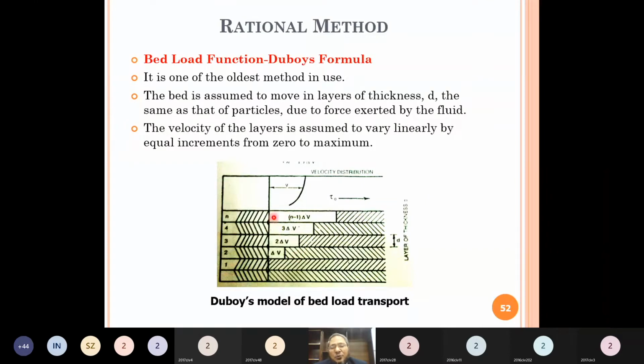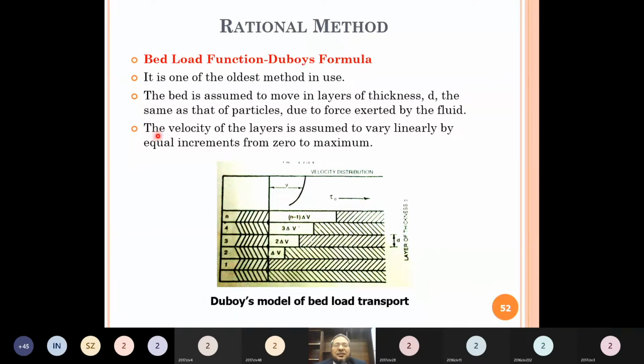The upper layer will move with the highest velocity. The lower layer will move with a velocity lesser than that, and the next layer will move with further lesser velocity, and then the next layer with still less velocity, and maybe the first layer is not moving. If you see this velocity distribution of the layers, it is linear, increasing as we move up.